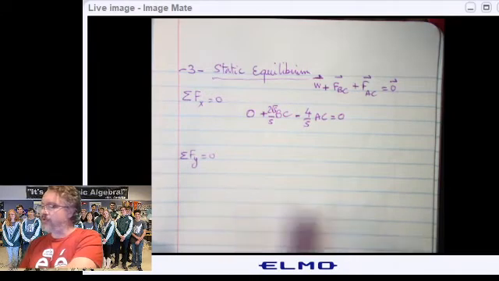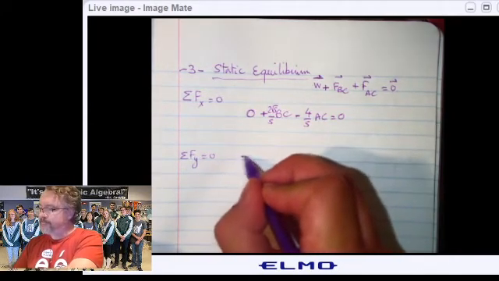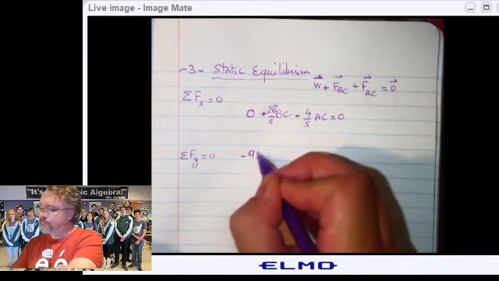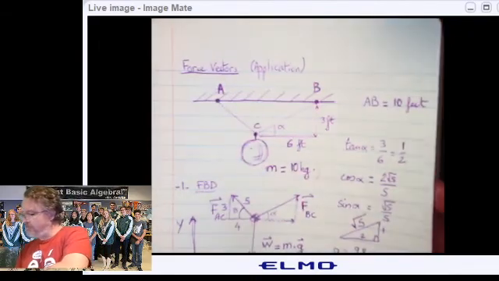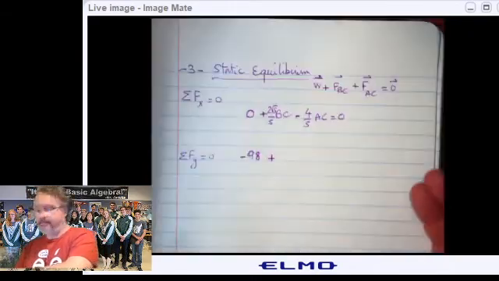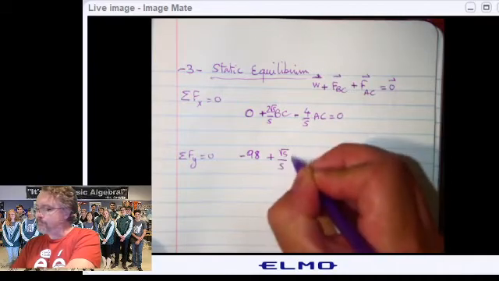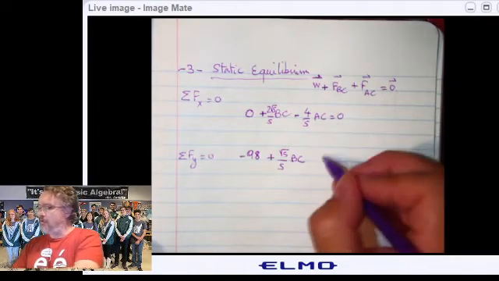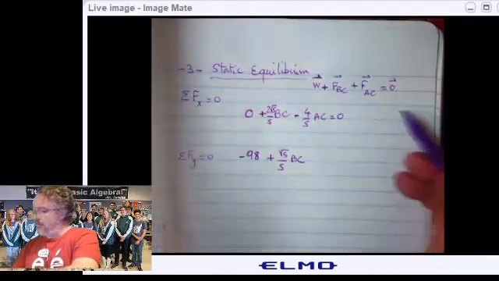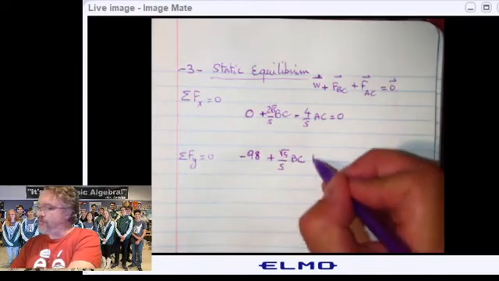In the y direction, the vector W was negative 98. For the vector BC, it was root 5 over 5 BC. And in the y direction, AC was 3 over 5 AC.